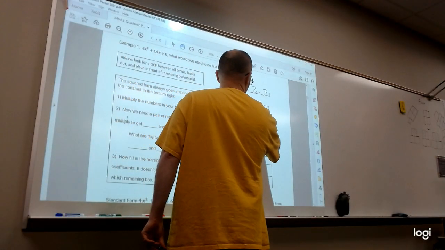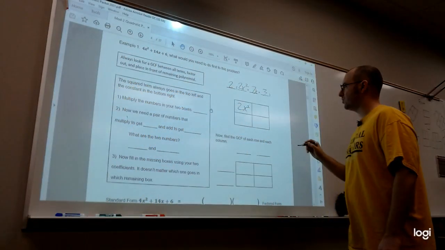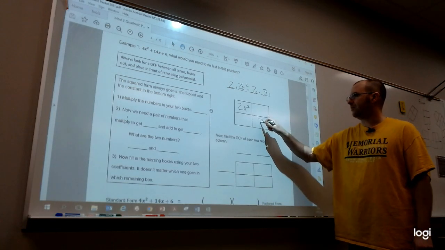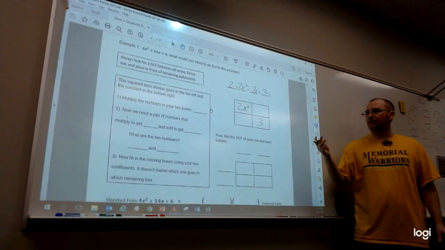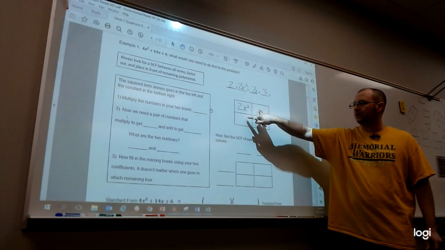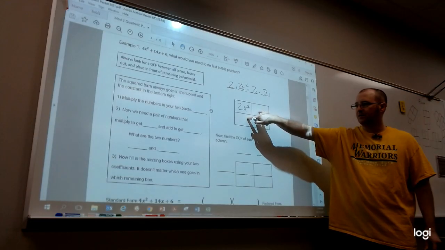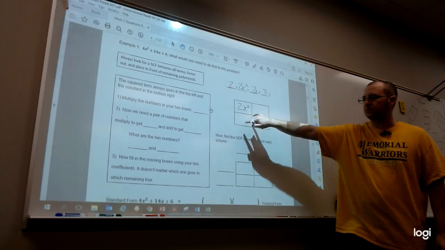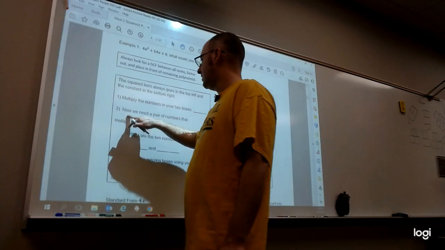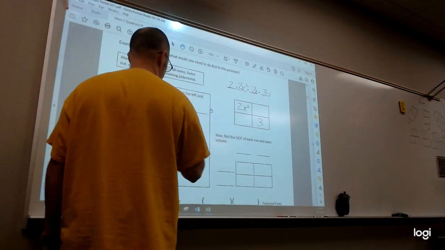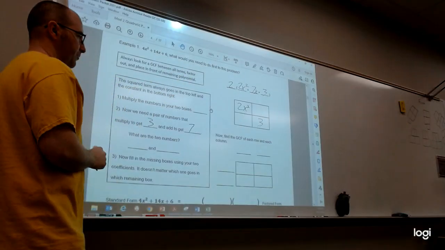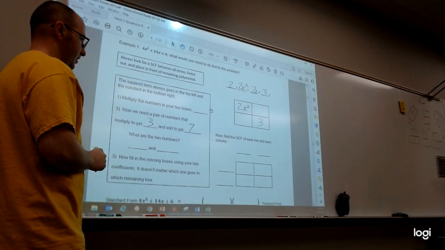Yeah, 2x squared goes in the top left, and then what about the 3? Yeah, bottom right. All right, so now we want to reverse out of this and get something here that's going to add up to 7x. We need that to add up to 7x. So we need a pair of numbers that multiply to get 3 and then add to get 7. We need those in the top right and lower left boxes.